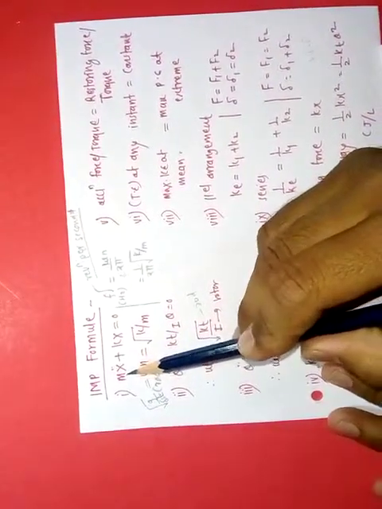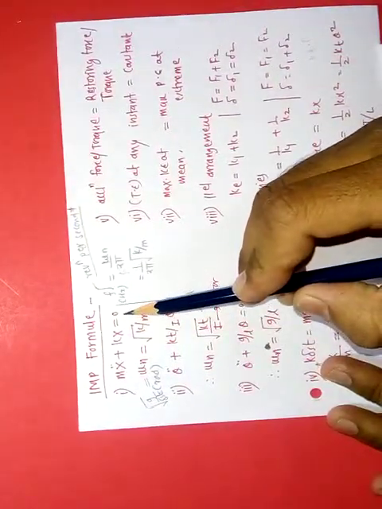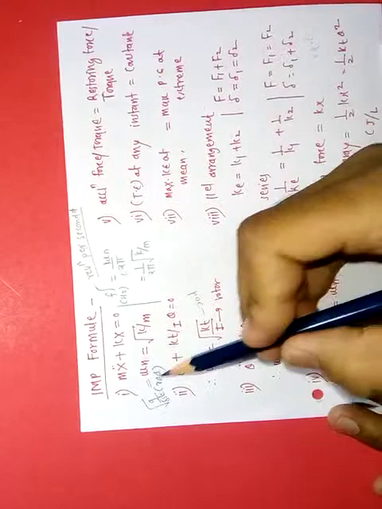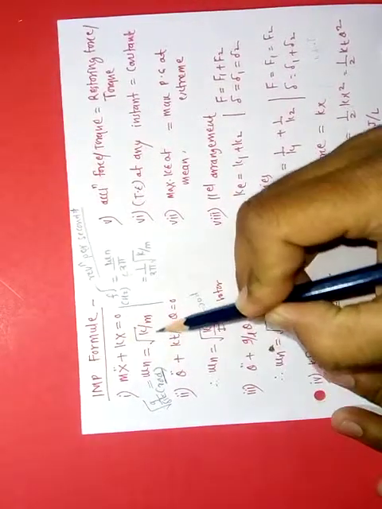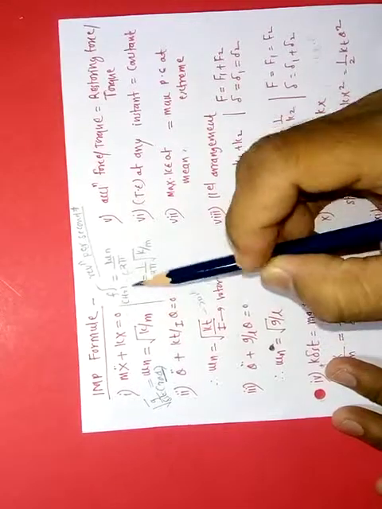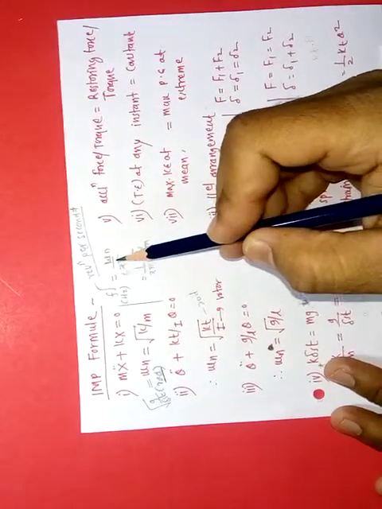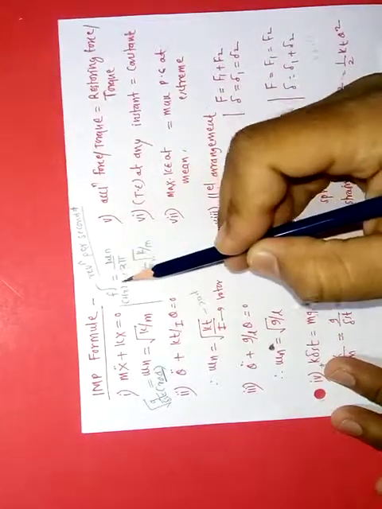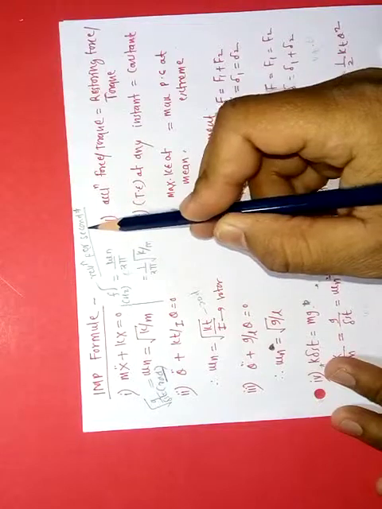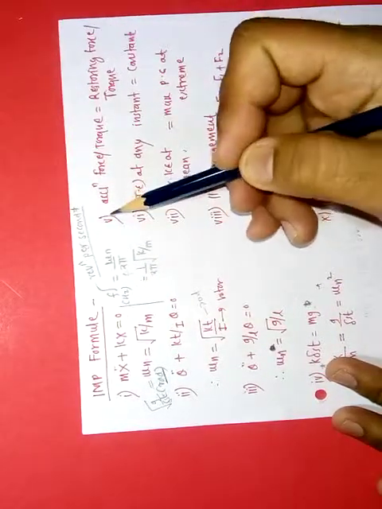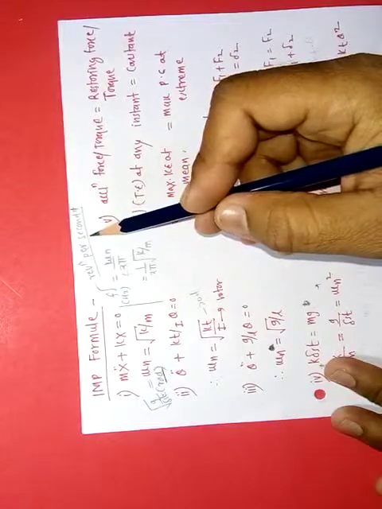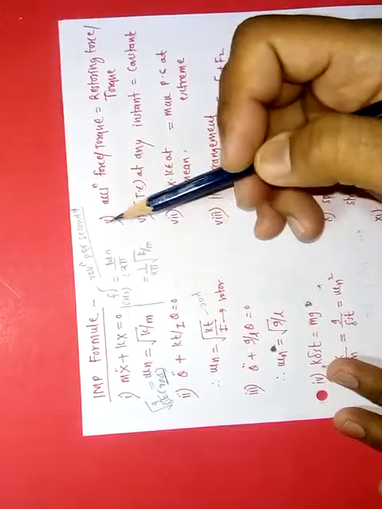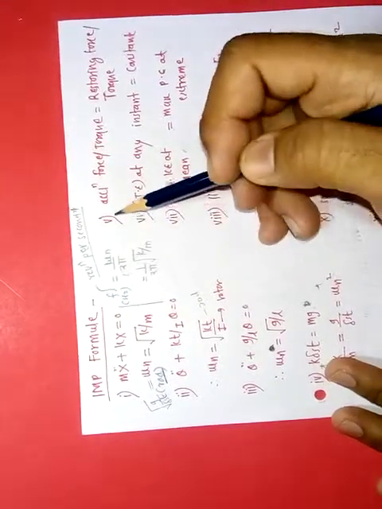This is mx double dot plus kx is equal to 0. This is the equation for the longitudinal system. Here natural frequency in radian is equal to root k by m, and if they are asked in hertz, then we have to divide it by 2 pi. Then the equation becomes 1 upon 2 pi root k by m. Hertz means revolutions per second. And if they are asked in revolution per minute, then we have to multiply it by 60, for converting revolution per second to revolution per minute.